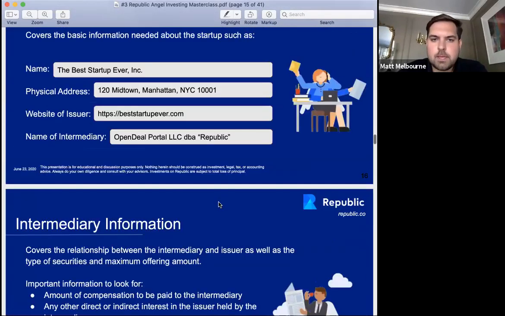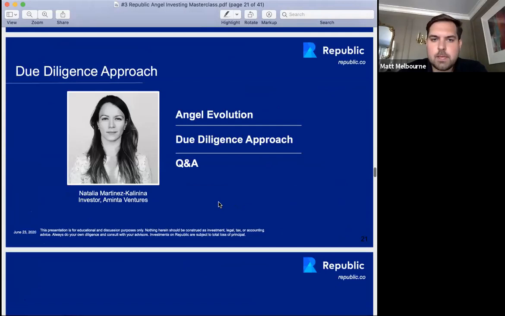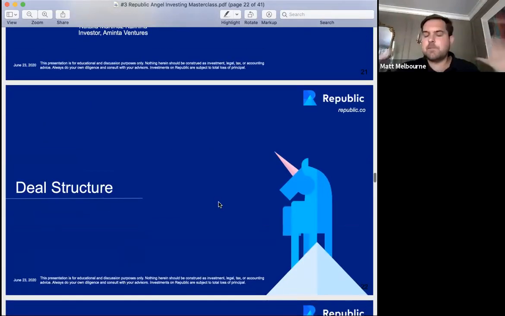We have different types of offerings on the platform for all different types of companies, and they mirror the way that the angel investing ecosystem works as a whole.